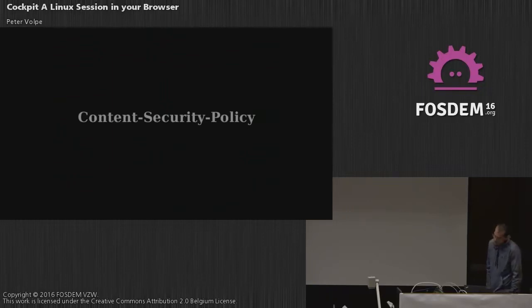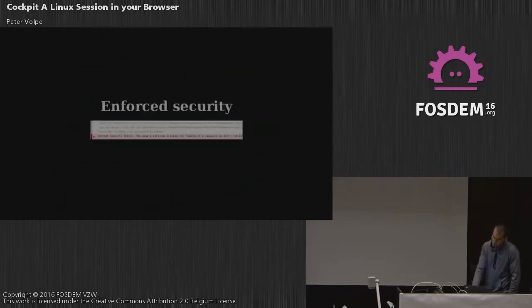So we started implementing a content security policy in Cockpit. It's not done yet, some components are using it all the way and some still have a few exceptions here and there. But basically the idea, a rough comparison might be that it's like SELinux for the browser. You can tell the browser where the source of the JavaScript code is that you want to allow to run on this page.